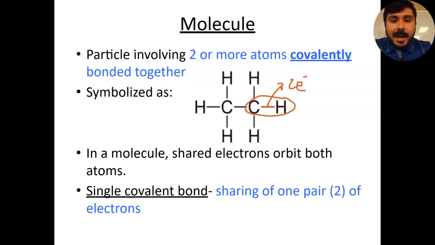So at any given time, that means that carbon has these two electrons associated with it, but so does this hydrogen. This hydrogen can also, at any given time, be sharing these two electrons between the carbon and the hydrogen, right? So they both claim ownership over these two electrons at any given time. Okay, and that is what a single covalent bond is in this particular case.